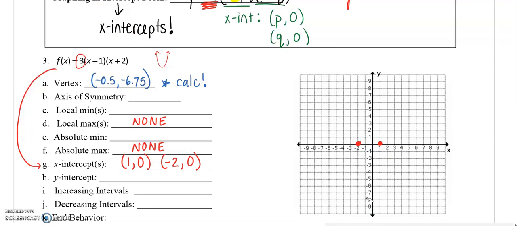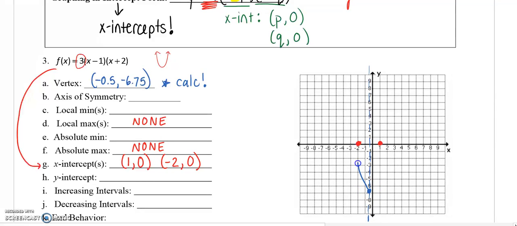And when you're plotting this, if you did it right, you should have a minimum that falls right in the middle of your 2 x-intercepts, but somewhere further up or further down. So in this case, negative 0.5, negative 6.75. It looks like it's about halfway. I'm going to draw that axis of symmetry to double check. Yep, looks about halfway. So that makes sense.